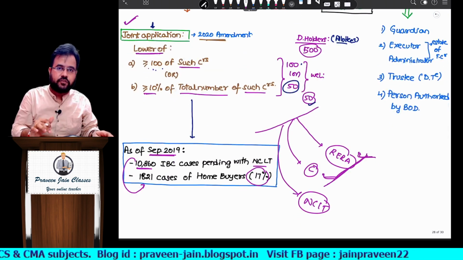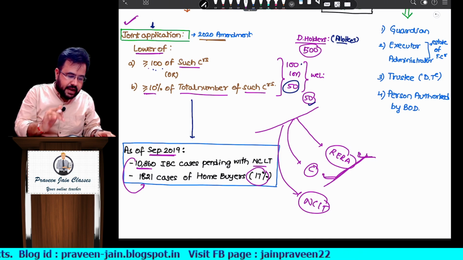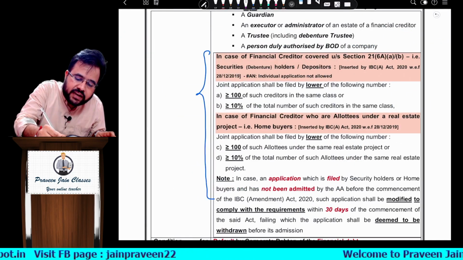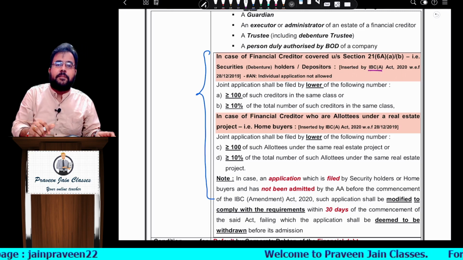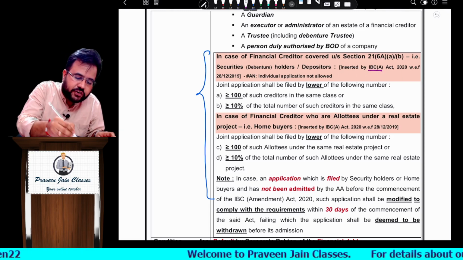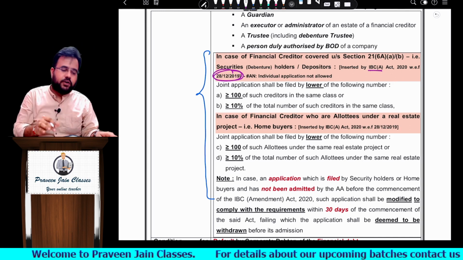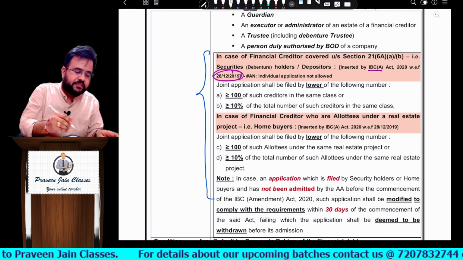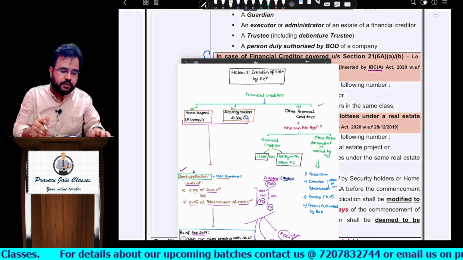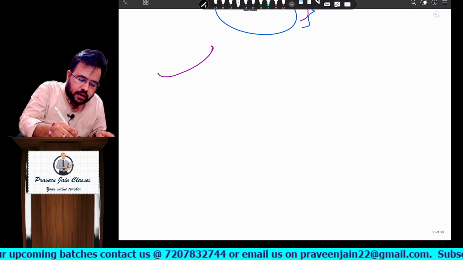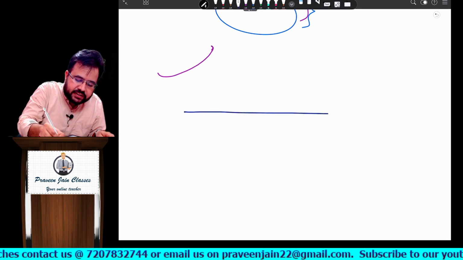I hope you understood. Okay, now, sir, the next question is, how has this amendment come? It is inserted via the Insolvency and Bankruptcy Code Amendment Act 2020, which is effective from 28/12/2019. Okay, now tell me, sir, I would like to ask you a small question. Now can I say I can divide the time limits like this.